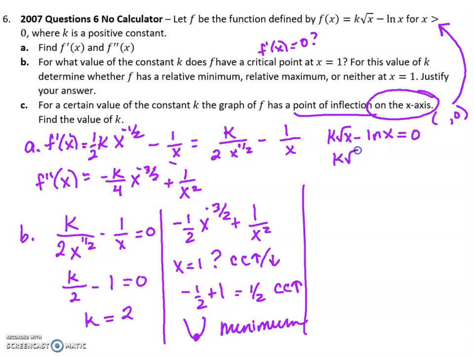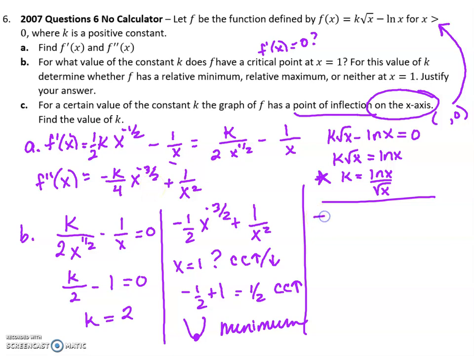So what I know is that k root x equals ln of x. The only problem, of course, is that I have too many variables here. So I went ahead and just solved for k. I also know there's a point of inflection for a certain k. So a point of inflection would be setting the second derivative equal to 0. So I'm going to do that.